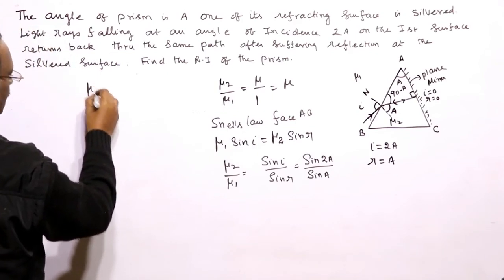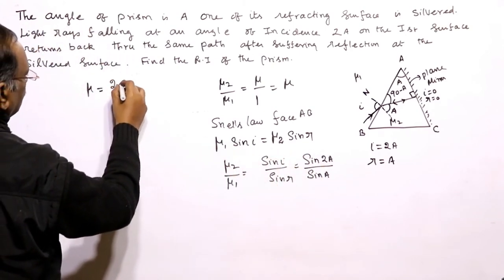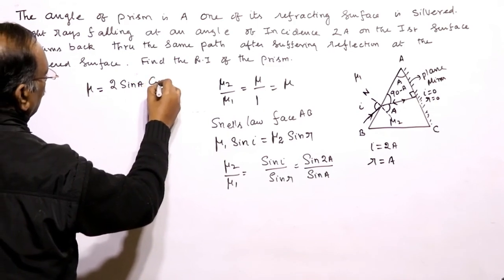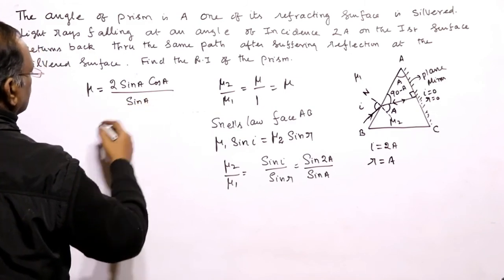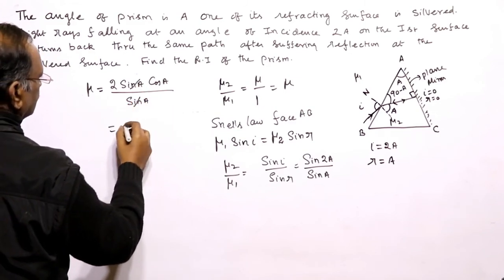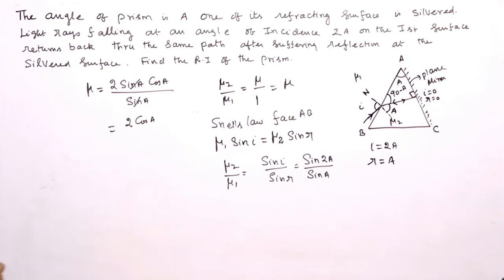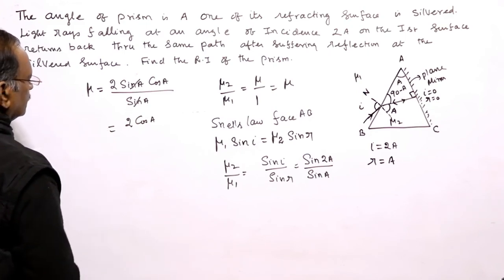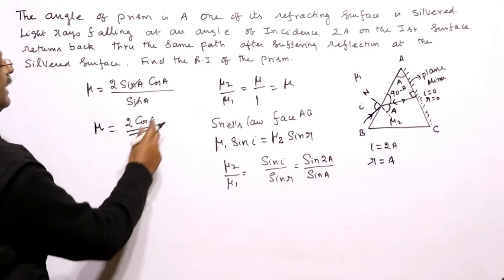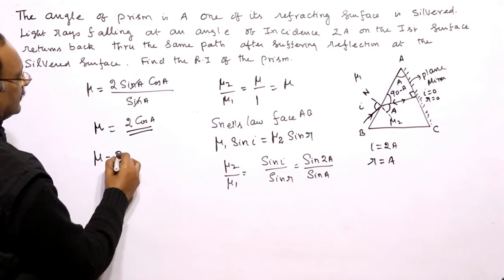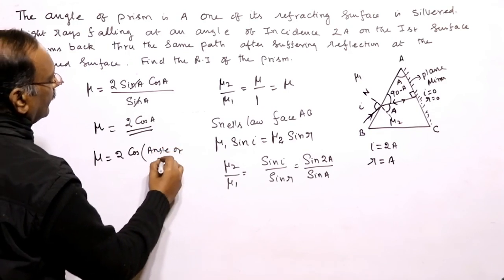Therefore, mu is equal to sine 2E, which can be expanded using trigonometry: 2 sine E cos E divided by sine E. The sine E cancels, so this becomes 2 cos E. Therefore, the refractive index of the medium is equal to twice the cosine of the angle of prism, that is, 2 cos A.